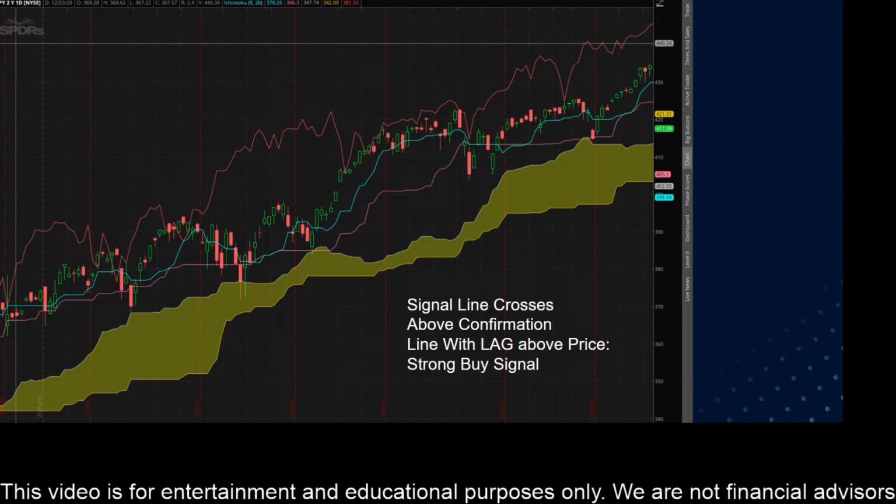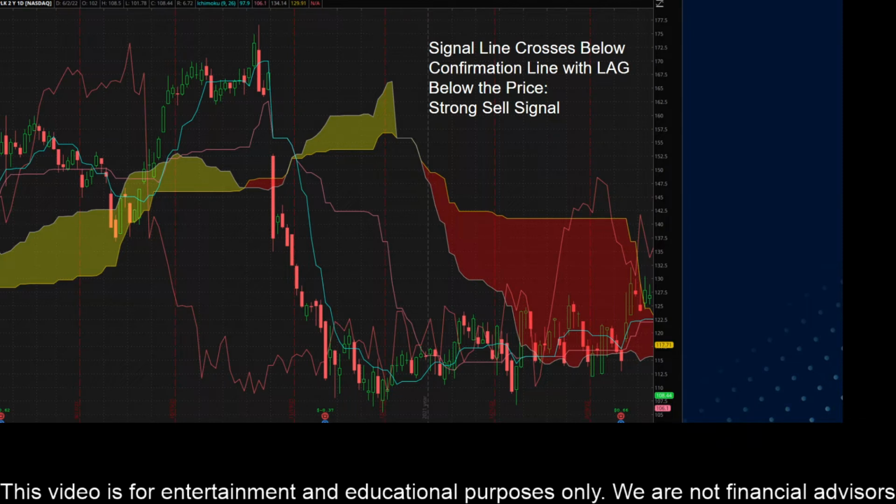All right, so let's talk about how we can actually use this indicator to make trades. So here is one instance where the signal line is crossing above the confirmation line and we got the lag above the price. This is going to be a strong buy signal. As you can see here, we have that blue line making the crossover and the lag is above the price here. Strong buy signal. We've got another instance here where the signal line is crossing below the confirmation line with the lag below the price. So here we have that blue line crossing below. We got the lag below the price, strong sell signal.